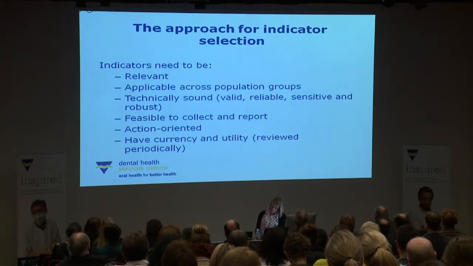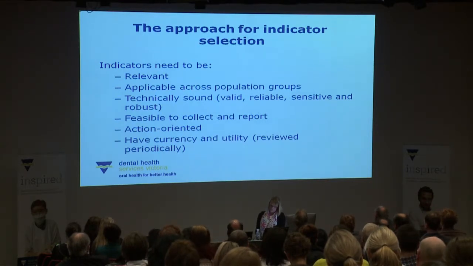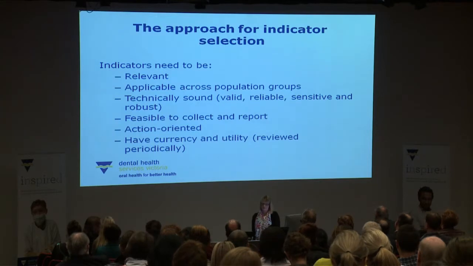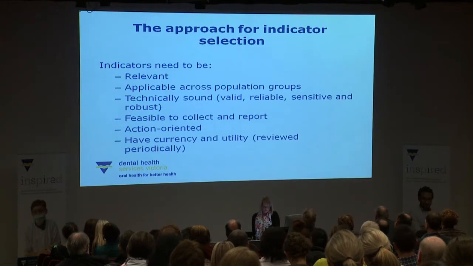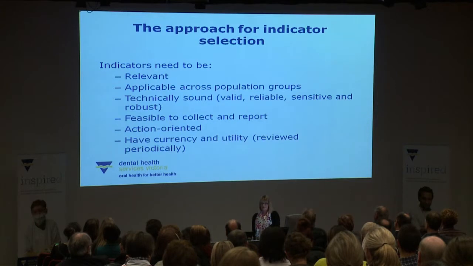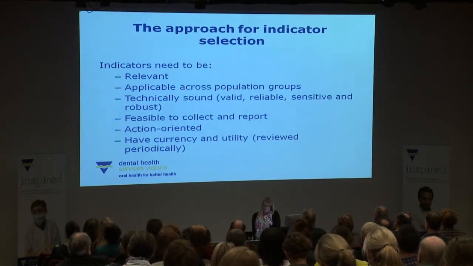So our approach for indicator selection: our indicators needed to be relevant, applicable across population groups, technically sound, and feasible to collect and report, so the information had to be out there for us to use, and if it wasn't available, it gave us a chance to advocate for it to be collected. They had to be action-oriented, so we didn't want to be measuring things that couldn't be changed. And they had to have currency and utility, so the information had to be updated regularly. There was no point using data that was 20 years old.